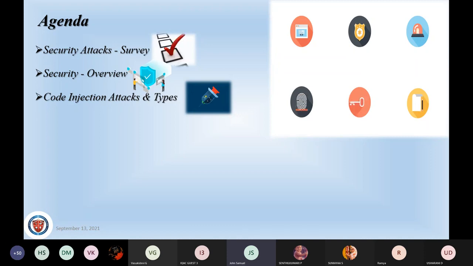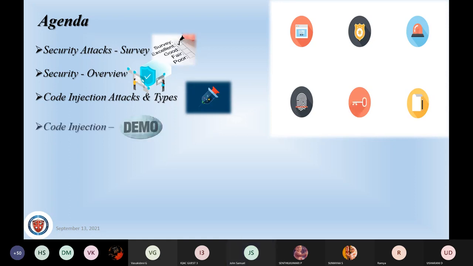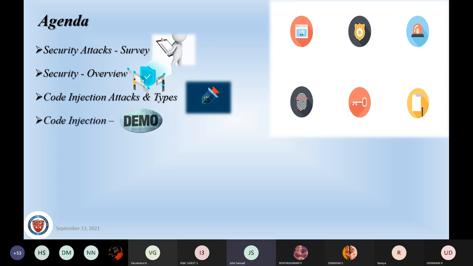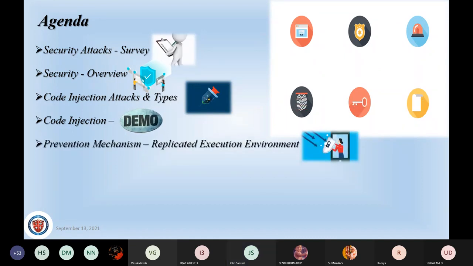So what is a code injection attack? I would like to explain its types, and then show a little demo of how a code injection attack may happen even in our daily life or in our application, and how it may impact. So I have created a demo application, and I would like to show a demo on this code injection. And then my proposed area, that is the prevention mechanism for this particular code injection attack.